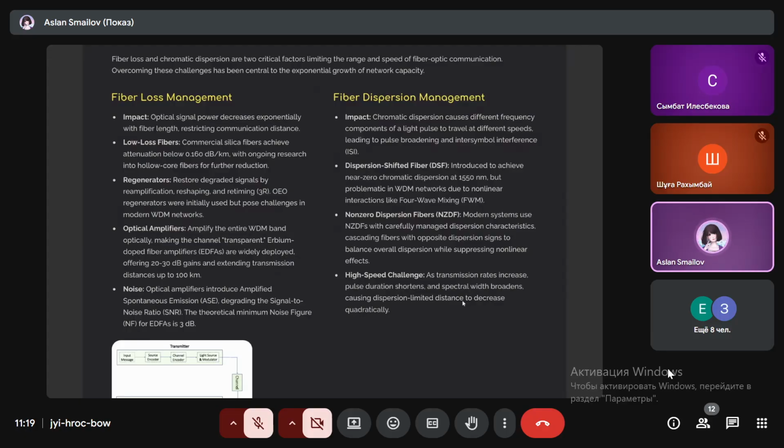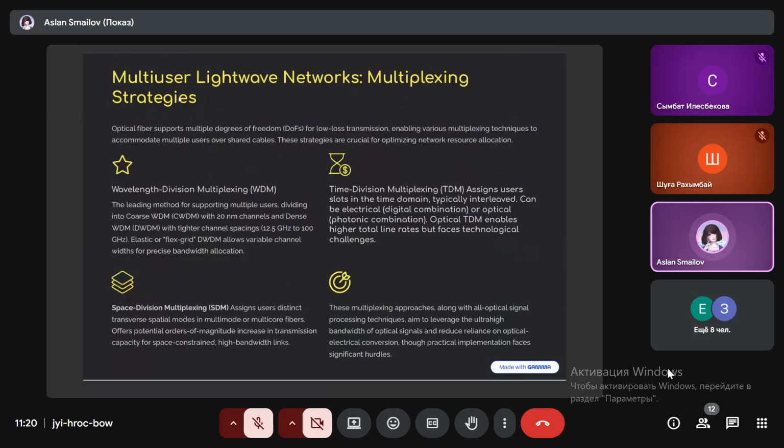Okay, let's move to the next slide. Here we have information about multi-user lightwave networks, the multiplexing strategies, and brief information about WDM, SDM, TDM. Optical fibers support multiple degrees of freedom for low-loss transmission. Low-loss transmission means that we don't lose any information during the transmission.